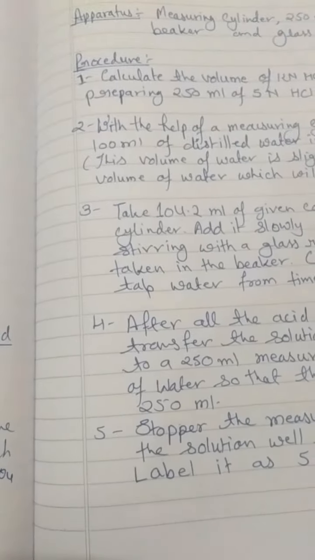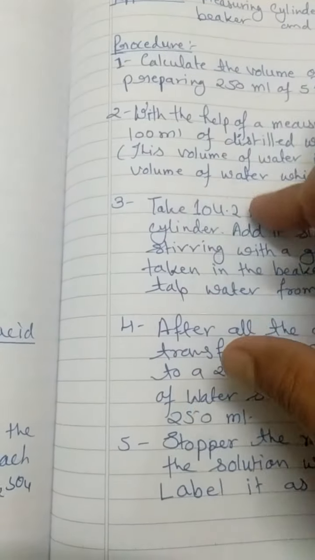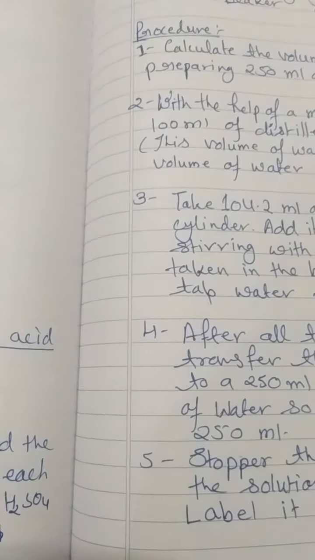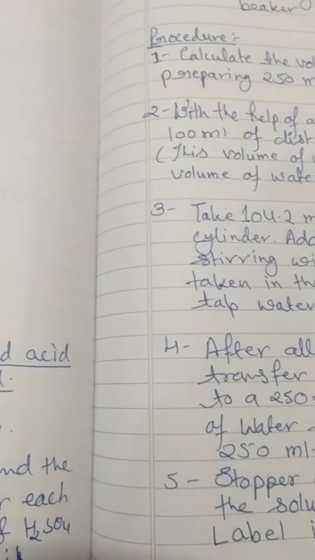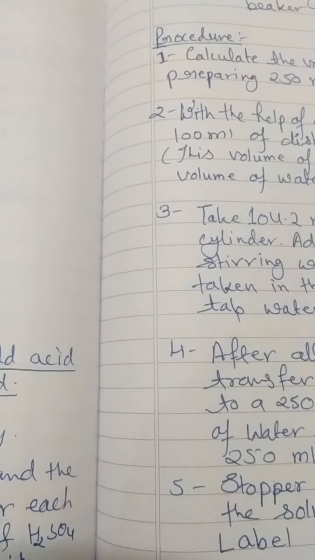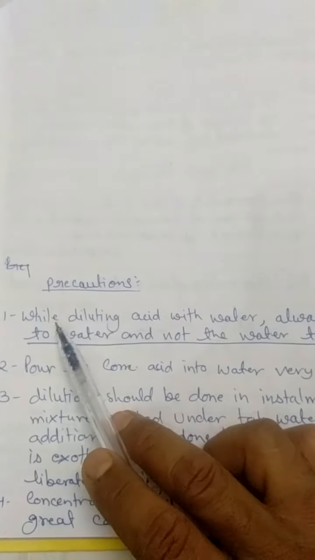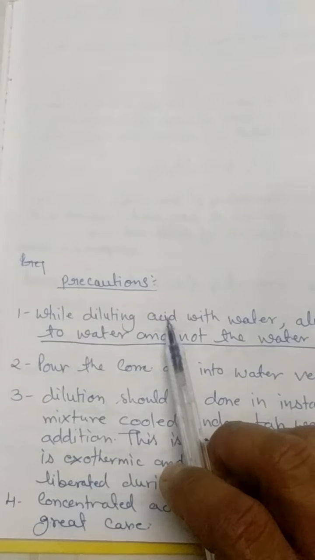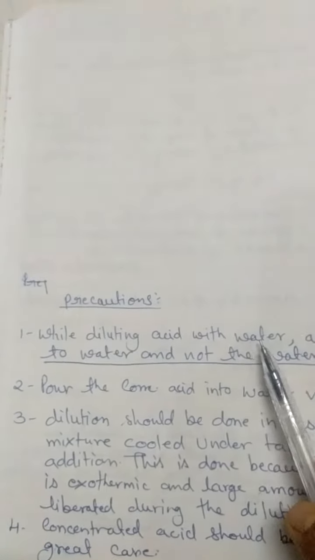Now after that, in the overall procedure, there are some precautions we have to adopt during the preparation, because concentrated acid is highly corrosive and we have to follow precautions. So let us see the precautions. What precautions do we have to adopt while diluting a concentrated acid with water?